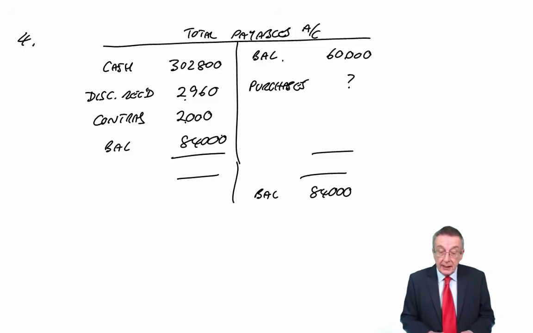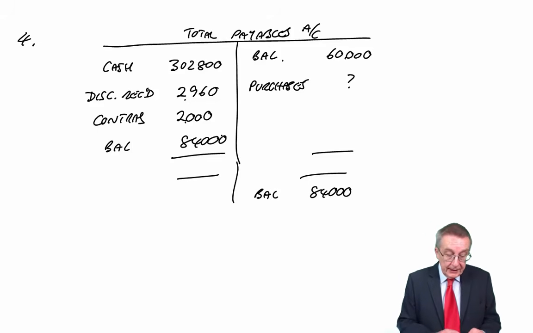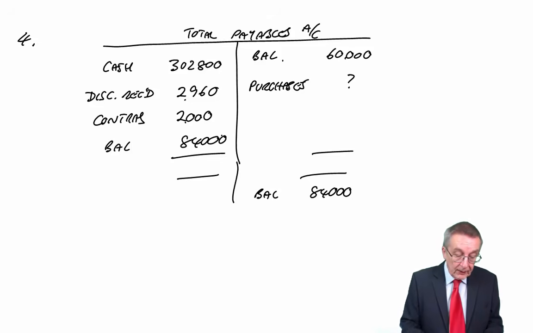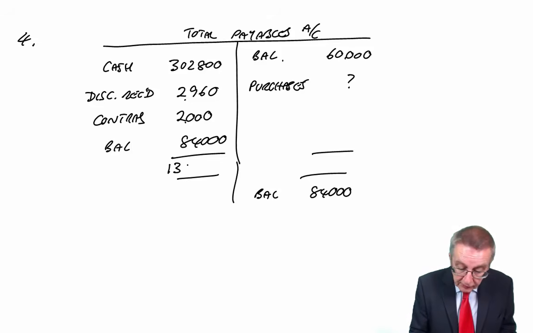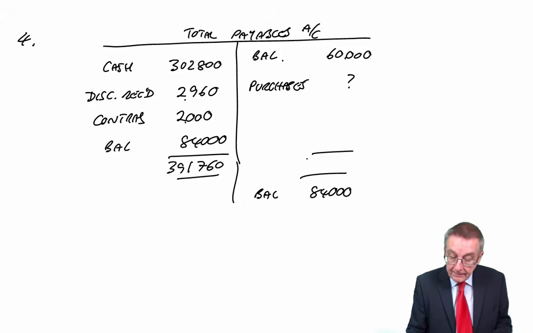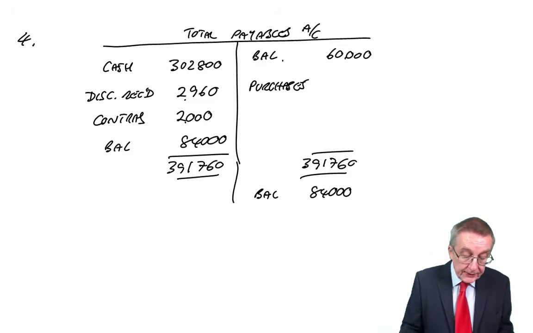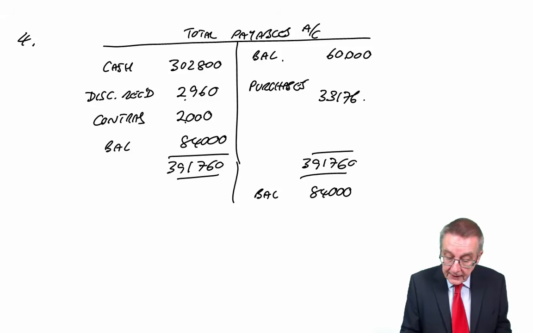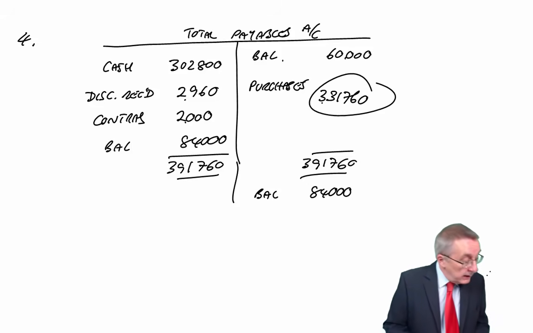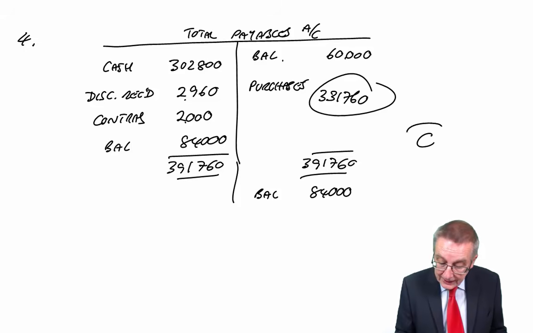Well, now it's just calculator work. The total of the debit side. I hope somebody's checking me. I get 139. No, I don't at all. I get 3,91760. And so, to make the other side add up to 3,91760, the missing figure: subtract the 60,000, 331,760. There we are. Yes, the correct answer is C.